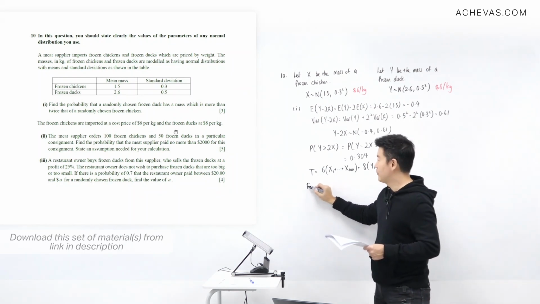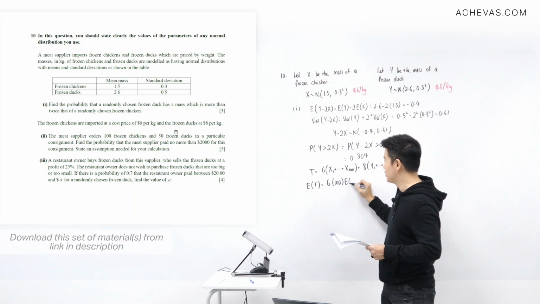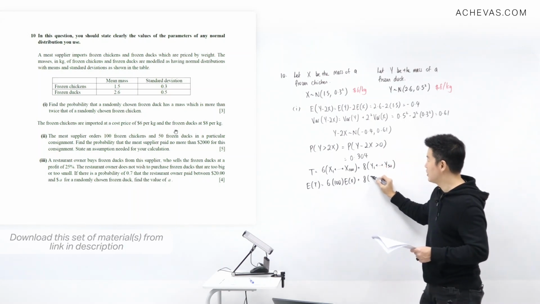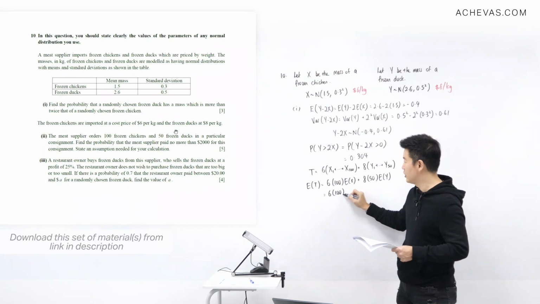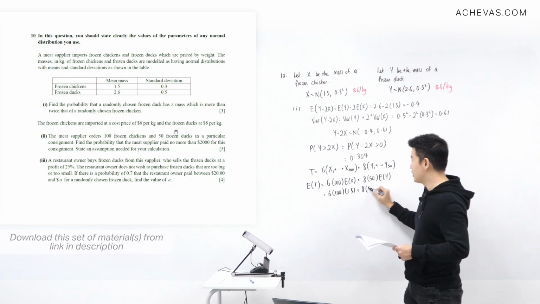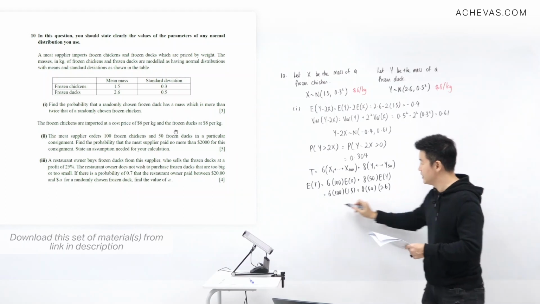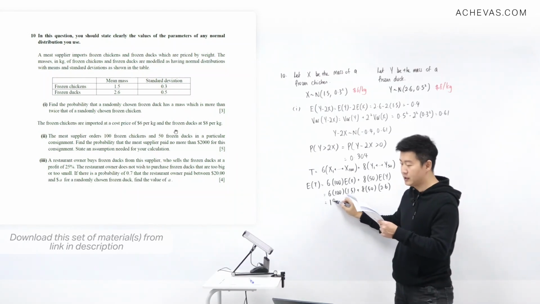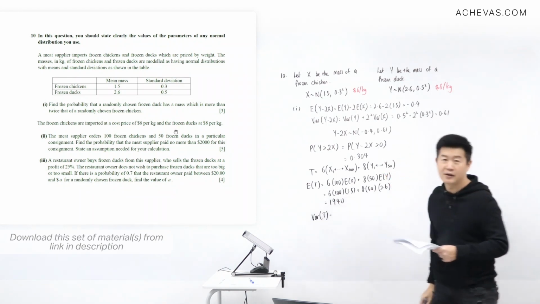Okay, so we're going to find the expectation of T, and this is going to be 6 times 100 times the expectation of X plus 8 times 50 times the expectation of Y. So this is going to be 6 times 100 times the expectation of X, that is 1.5, plus 8 times 50 times the expectation of Y, this is 2.6. So the expectation of T is 1940.